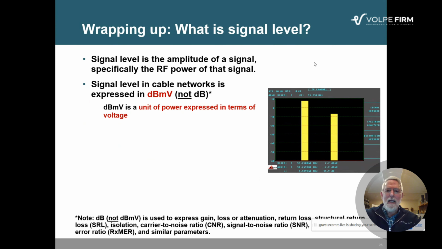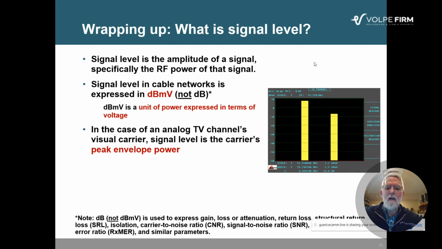And so important: you can't use the dB by itself to express signal level. That is incorrect. You can express loss and gain and attenuation and return loss and structural return loss and isolation and carrier to noise ratio and so on in dB. But signal level must be expressed in dBmV, or if you're in Europe, dB microvolt. And remember that dBmV gives us peak envelope power, but it's a unit of power expressed in terms of voltage, and hence that mV at the end of dB.